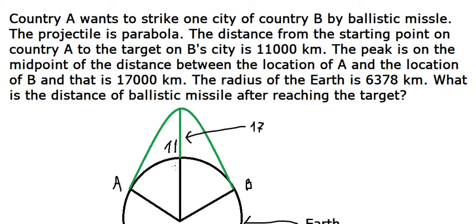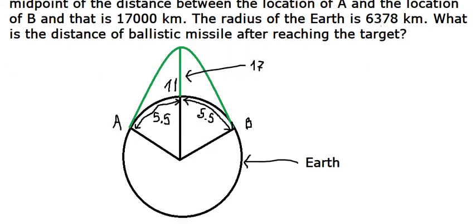So the midpoint between A and B, this one in here, is 5,500. So I put 5.5, and this one from here to here is 5.5. The radius of the Earth is 6,378. So I put 6.378. The question wants us to find the green line in here. Let's see about this one.